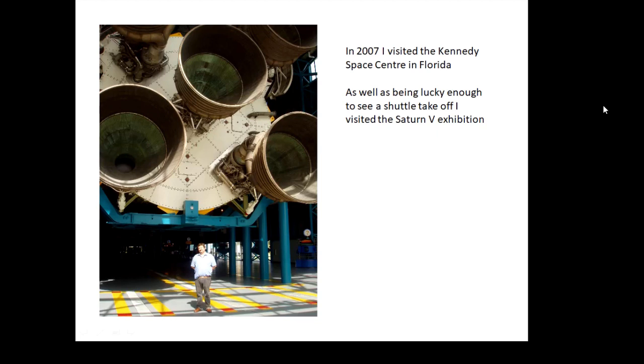In 2007, I visited the Kennedy Space Center in Florida. I've actually been there a couple of times, but in 2007, I was very lucky. I saw a shuttle take off from the VIP seats as well, which was pretty amazing. And they have something there called the Saturn V exhibition. There's a rocket there, which was never used, and it is absolutely massive. It was the most powerful machine ever made at the time. This is before they built the Large Hadron Collider, but pretty amazing. And that's me underneath some Saturn V rocket motors.